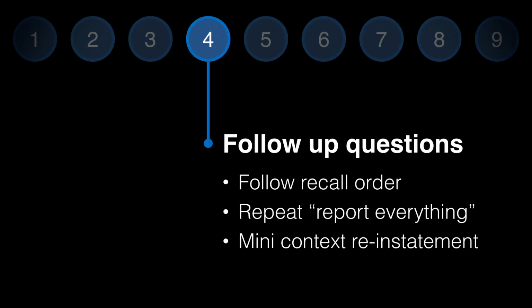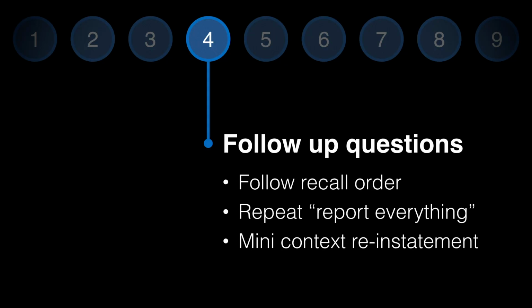In phase 4, the interviewer asks questions based on the free report given by the witness. The interviewer should structure the questioning in the order that the witness remembered. This helps to ensure that the questioning is compatible with the witness's recall. Here again, the report everything instruction should be repeated, and it should be emphasised that it's okay for the witness to say they don't know an answer to a question, or if they don't understand the question being asked.